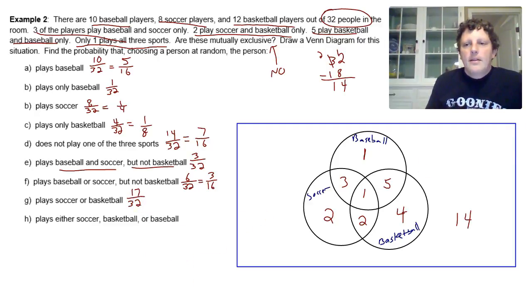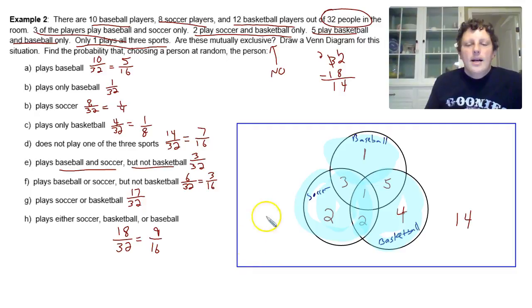Okay. Finally, either soccer, basketball, or baseball. Soccer is good, basketball is good, baseball is good. So any of the 3 sports altogether is what we're talking about. So if we add those up, which we've already done, we get 18. So it's 18 out of the 32, which reduces to 9/16.